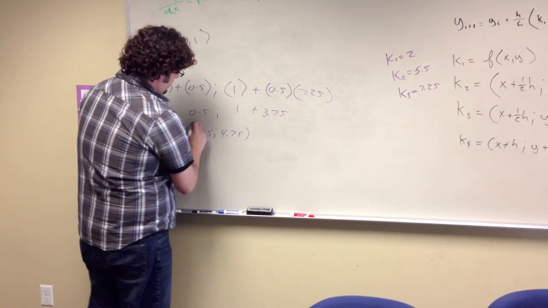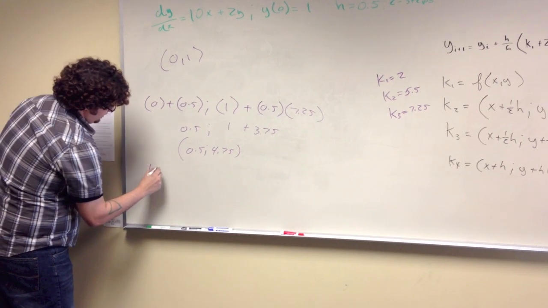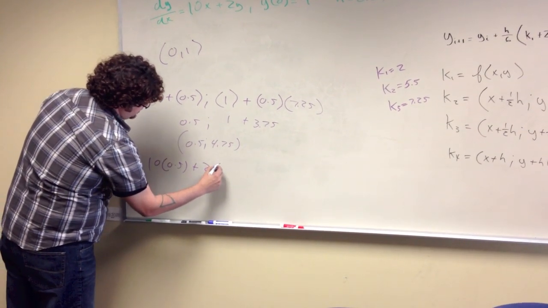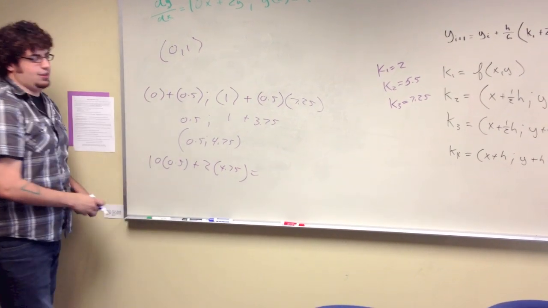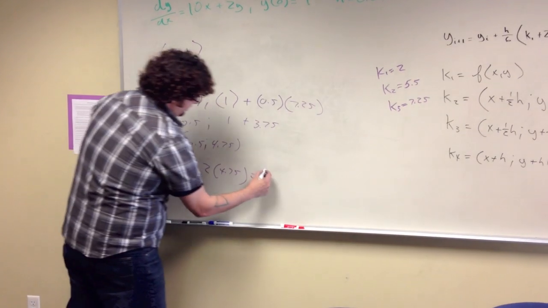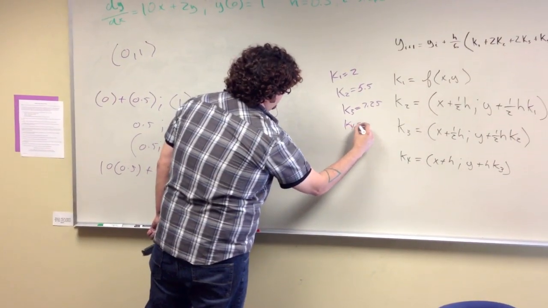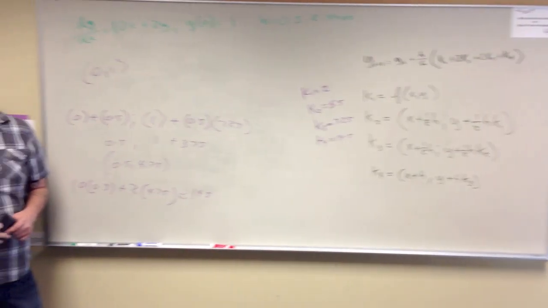So we will have 0.5, 4.75. We plug this back into our original differential equation, and then we get 10 times a half plus 2 times 4.75, which all totals out to be 14.5. So our K4 value is 14.5. Now we're ready to take the weighted average of those.